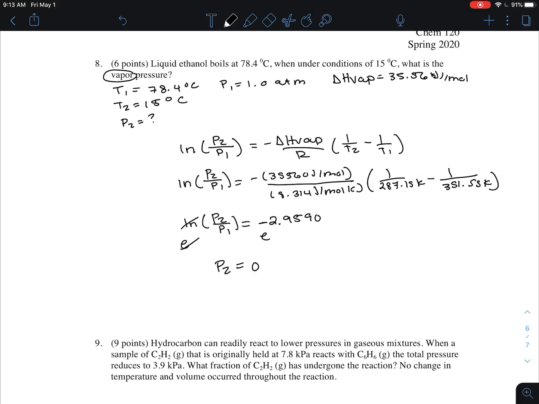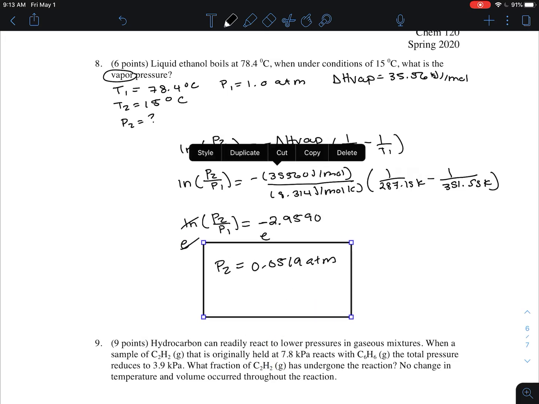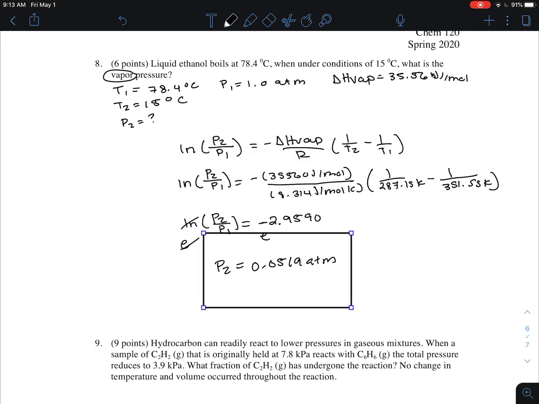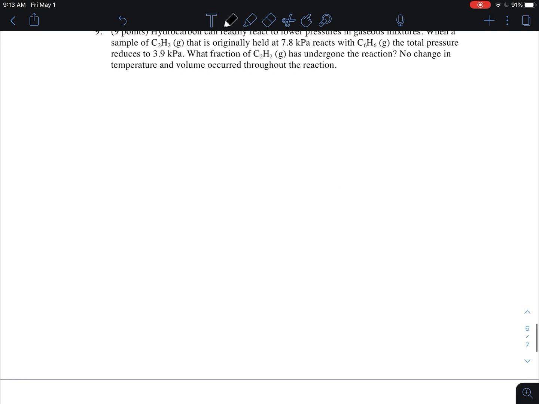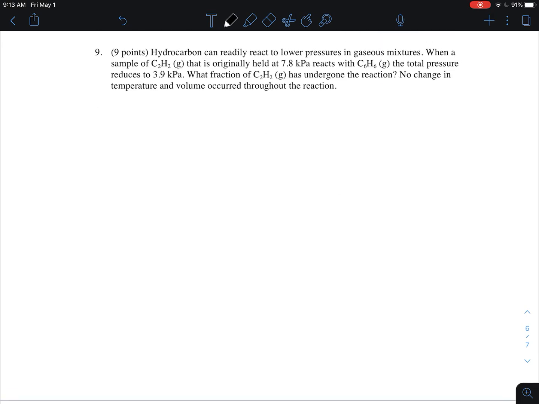You know that your pressure is 1 atmosphere. To get rid of the natural log, you take the e of both sides. And you find that the pressure is equal to 0.0519 atmosphere, which makes sense that it lowered since the temperature lowered, and they're directly related. So if you hadn't gotten a lower pressure, you know there would have been a mistake, because as the temperature lowers, the pressure lowers. All right, last question.